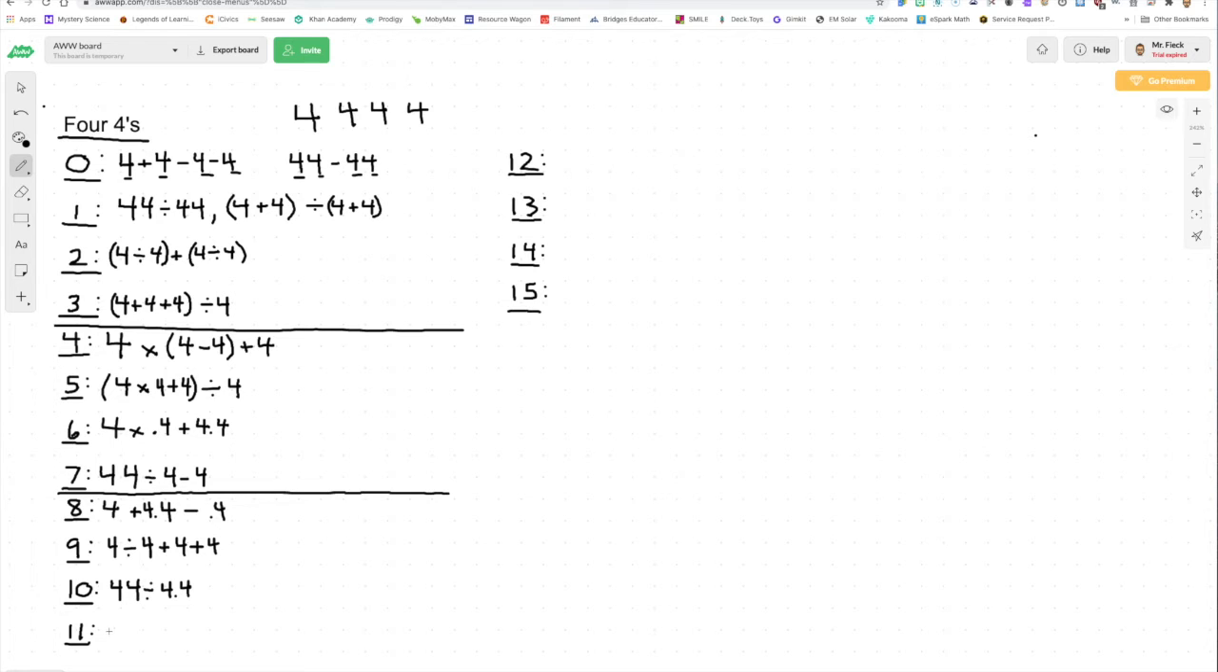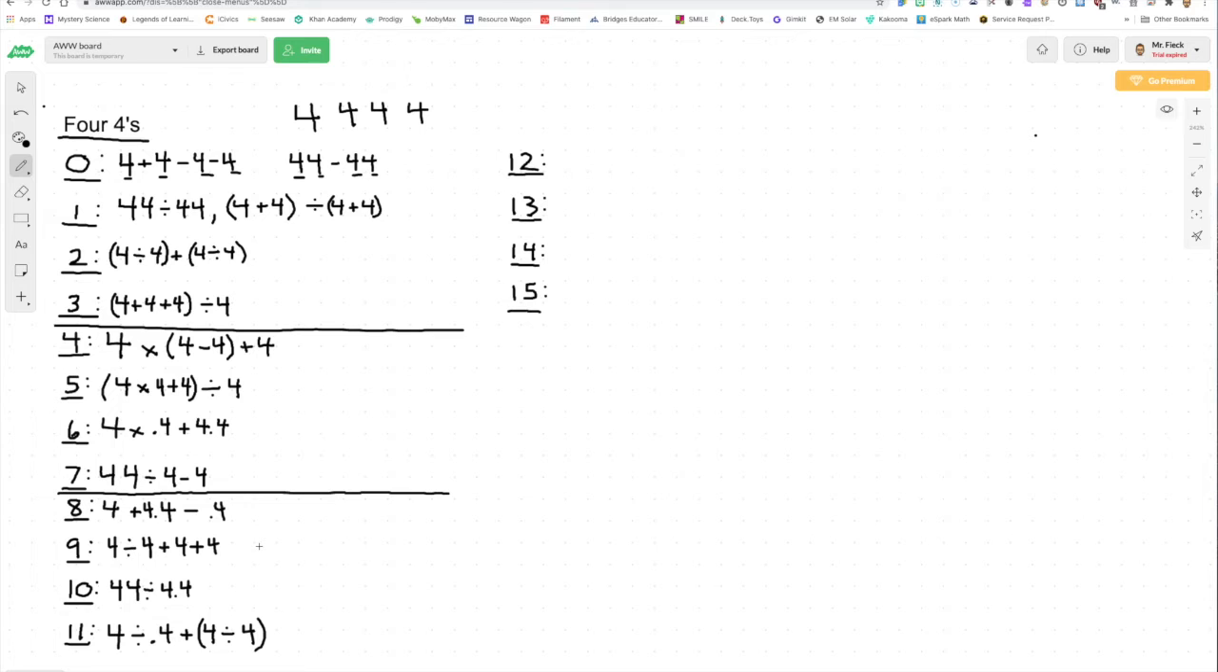And 11, I threw in another decimal, and I did 4 divided by 4 tenths plus 4 divided by 4. So 4 divided by 4 tenths is 10, and 10 plus 1 makes 11. So there's one solution for each of the numbers 8, 9, 10, and 11.